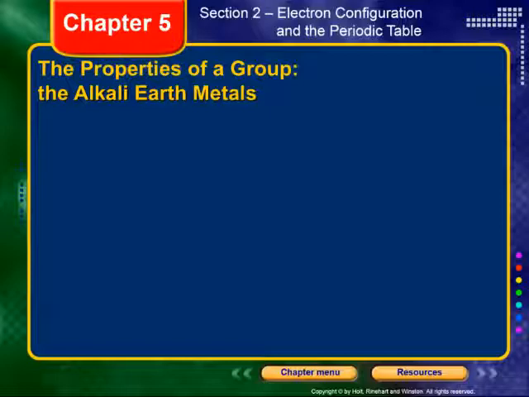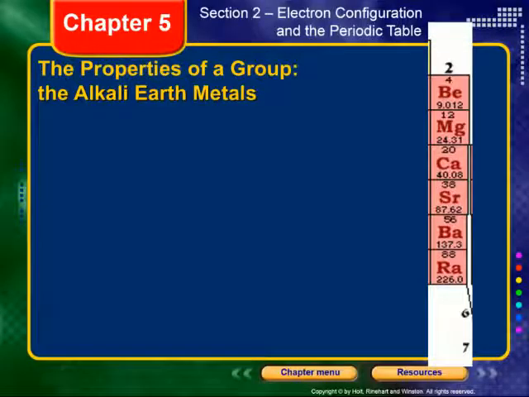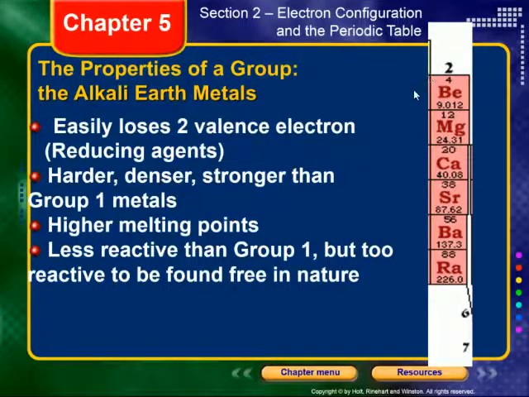All right, group 2, the alkaline earth metals. These are all going to be s2s, because we have a second electron. So it might be 2s2, 3s2, 4s2, 5s2, 6s2, 7s2, but it's always going to be an s2. So they're going to easily lose these 2 electrons to form positive ions.